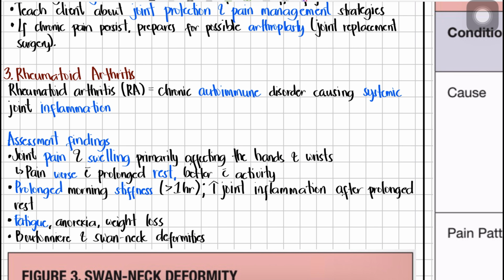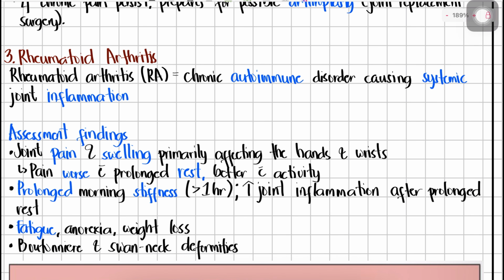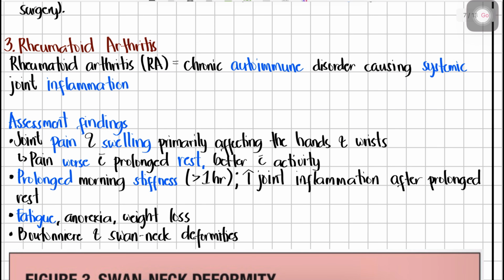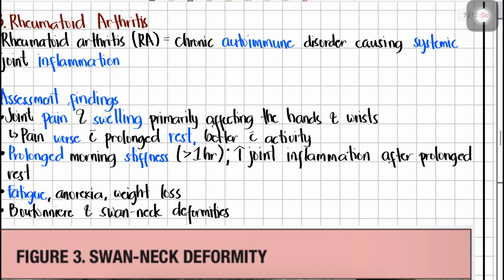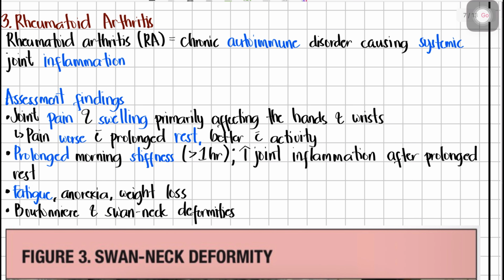Okay? What else? Because rheumatoid arthritis is a systemic inflammatory disease, guys, it affects the entire body. So the patient, guys, may experience fatigue, anorexia, and weight loss. Okay? These symptoms, guys, occur due to chronic inflammation throughout the body.